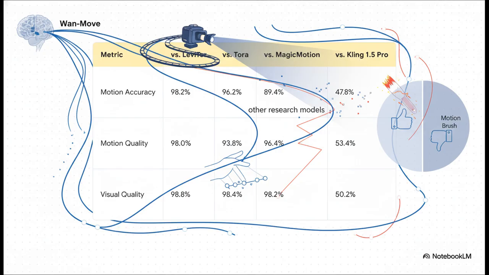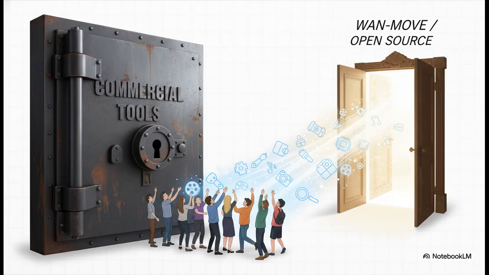You can see here that Wan-Move just blows the other research models out of the water on things like motion accuracy and quality. But check this out, this is the really amazing part. When they put it head-to-head with a major commercial tool, Kling 1.5 Pro's Motion Brush, human testers actually preferred Wan-Move's motion quality and visual quality more than half the time. That is huge. And this is why that's such a big deal. It's closing the gap between open-source university research and those powerful, closed-off commercial products. It's basically democratizing this tech, putting commercial-grade tools into the hands of way more researchers and creators.